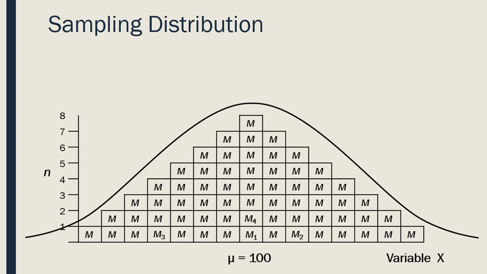Additionally, as we increase the number of samples drawn, the sample means will approach a normal distribution even if the original distribution was not normal. This is known as the central limit theorem.